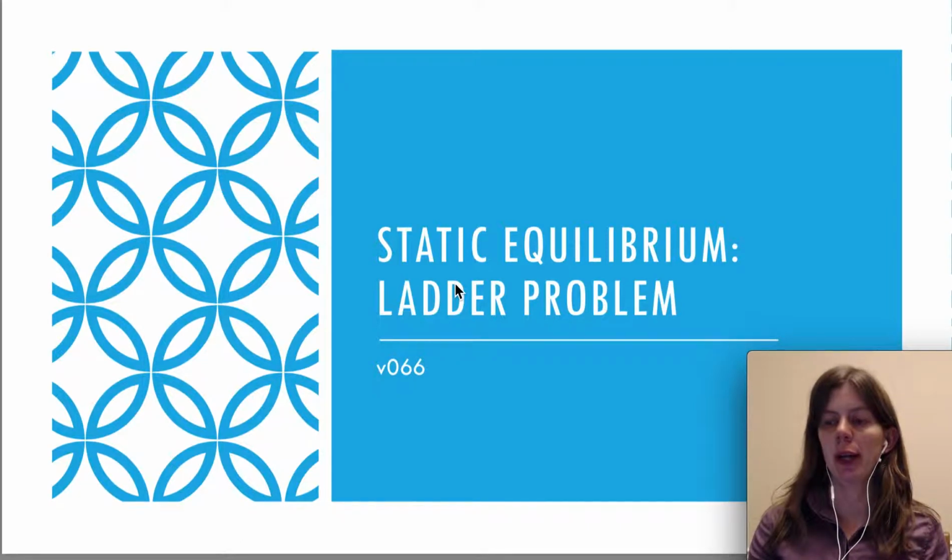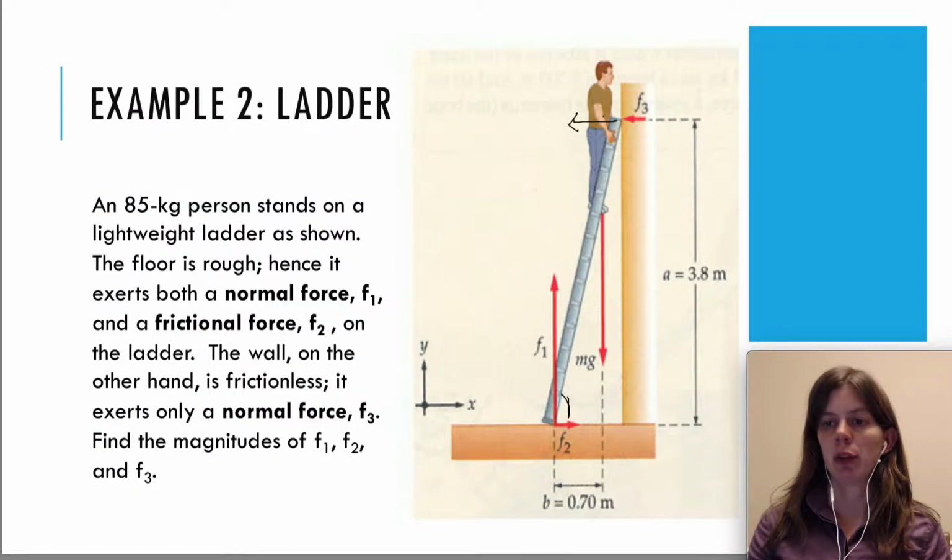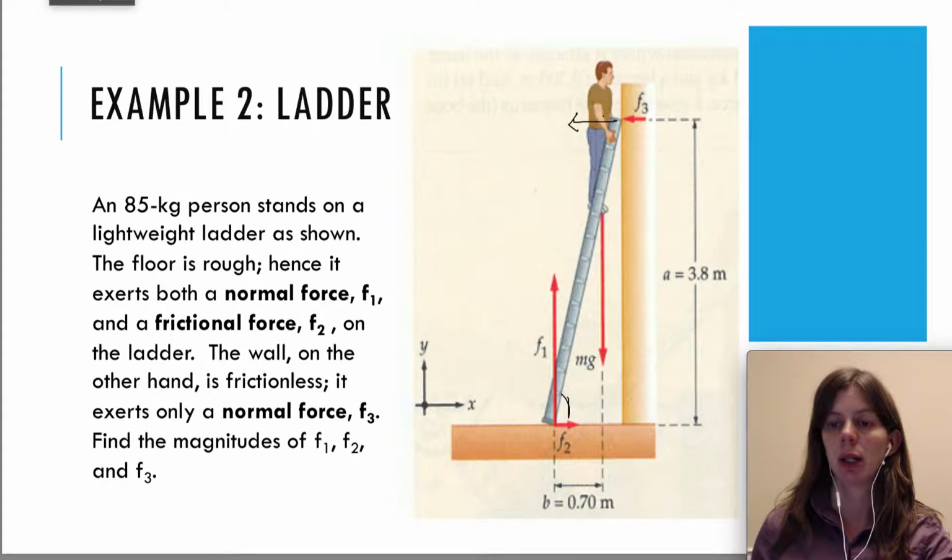I'm going to go over the ladder problem. It's an application of static equilibrium. So in this example, we have an 85 kilogram person who stands on a lightweight ladder as shown. The fact that it's lightweight just means we can ignore the weight of the ladder.